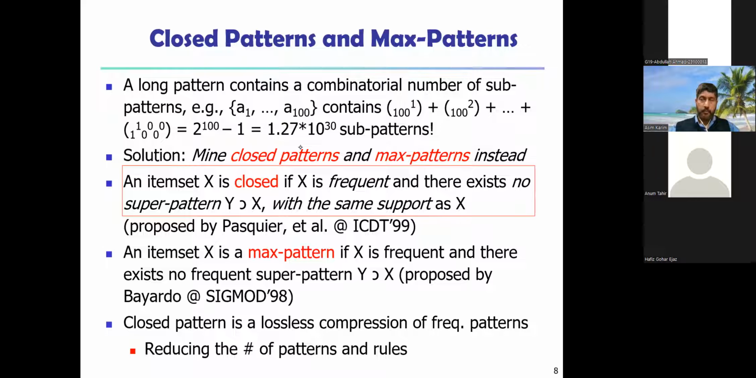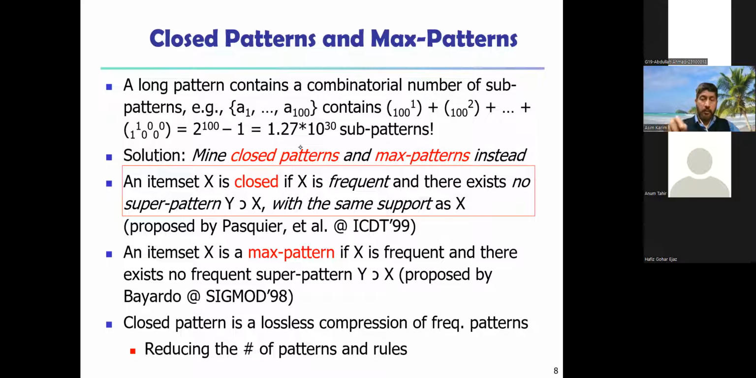Isn't closed pattern and max pattern the same thing? No, they're not the same thing. The definition is different. The first condition is the same: X is frequent. Secondly, for a closed pattern, there should be no super pattern of X that has the same support. And for a max pattern, there is no super pattern of X that is frequent.